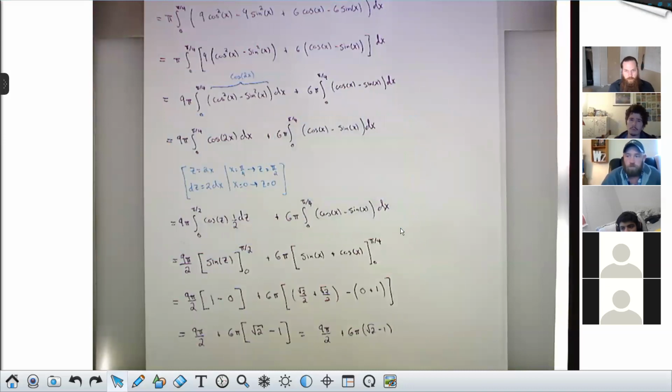Good questions. We have to split it up in order to make that go. I really don't want to make that substitution in this integral. That would make this guy harder. So only this one benefits from the substitution. That's why I split these two up and handle them separately. What else are we thinking? I'm sure there are other questions.